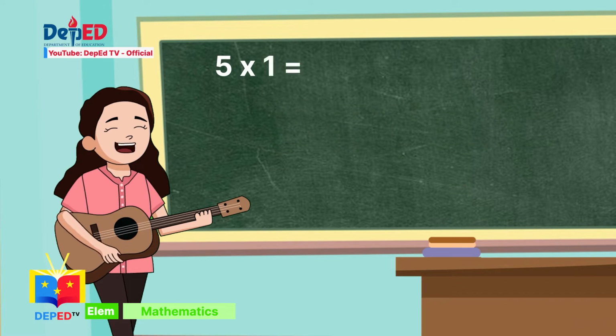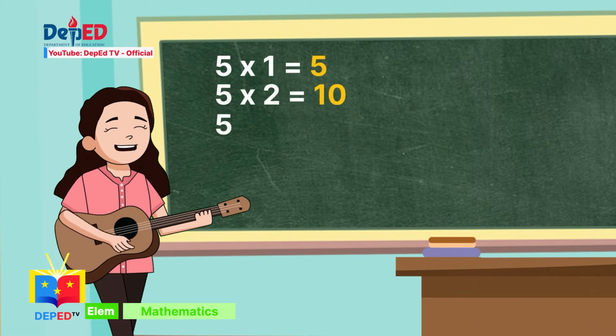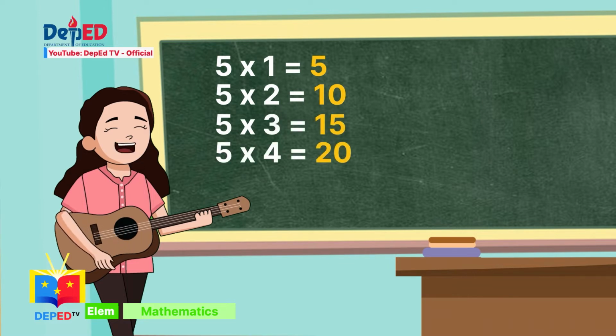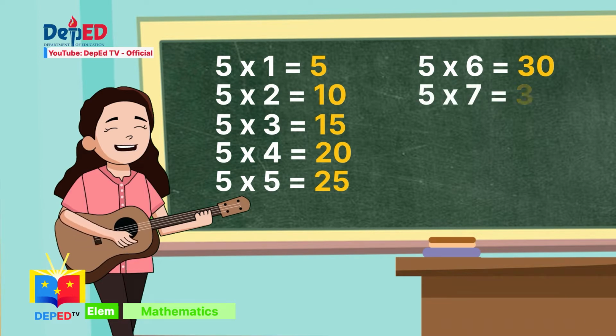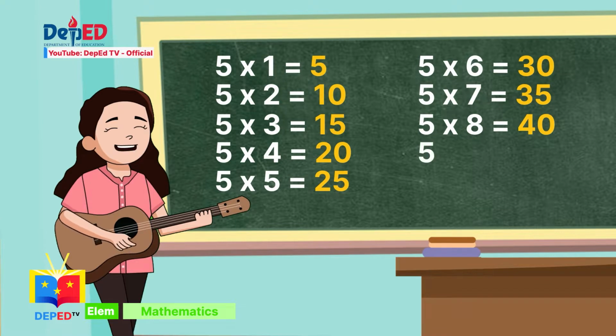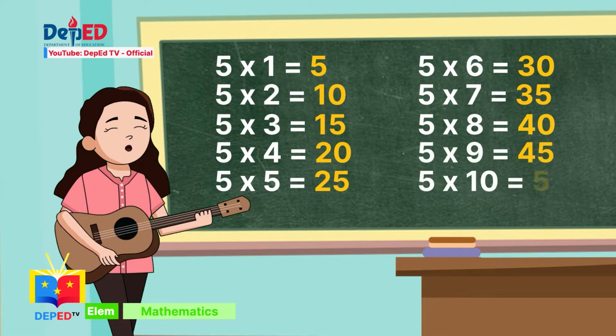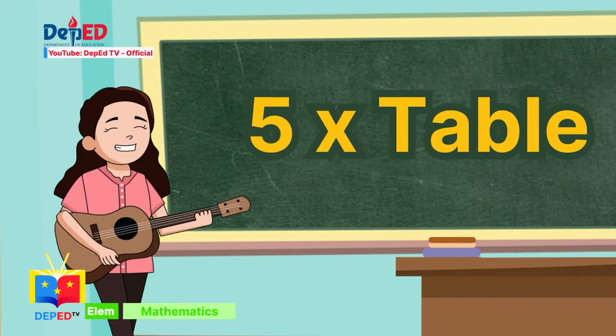5 times 1 is 5. 5 times 2 is 10. 5 times 3 is 15. 5 times 4 is 20. 5 times 5 is 25. 5 times 6 is 30. 5 times 7 is 35. 5 times 8 is 40. 5 times 9 is 45. 5 times 10 is 50. 5 times table.